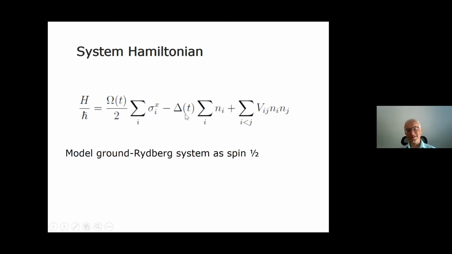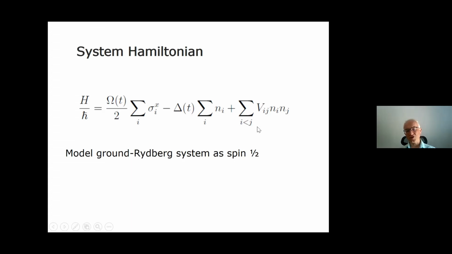This term here, delta, is just the detuning of the laser. So if we drive the laser off resonance, then in a dressed atom picture, the ground state can be less energetic, or the excited state can be less energetic. So this is just a term associated with detuning from resonance, and the energy is just how many atoms are in the ground state versus the Rydberg state, times the detuning delta.